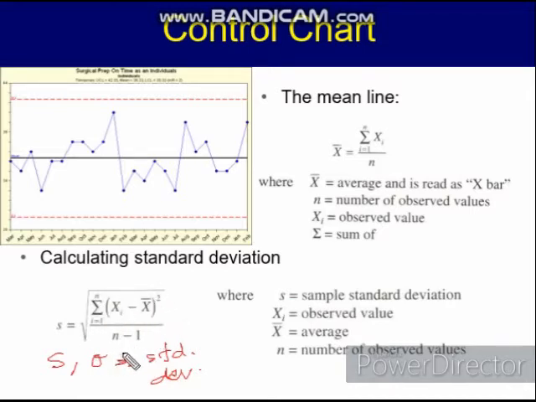And again, this is the standard deviation for a sample, not a population. If you want to calculate the standard deviation for the population, the only difference is there is no minus 1 here. So for the population, this becomes the square root of the summation of xi minus x bar squared, divided by n. So that's the difference between the standard deviation of a sample and of a population. In our classes, most often than not, we're going to calculate the standard deviation of a sample.